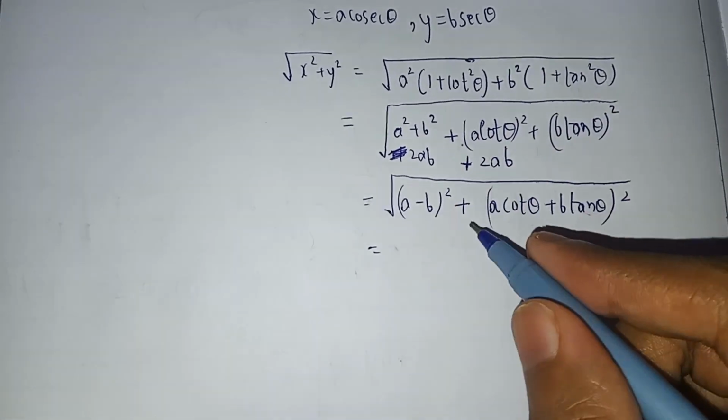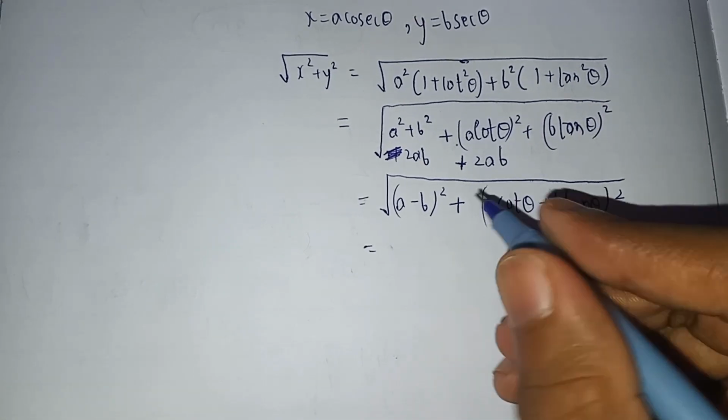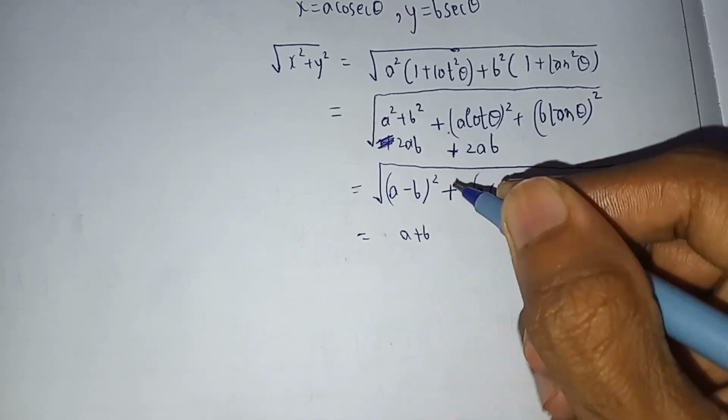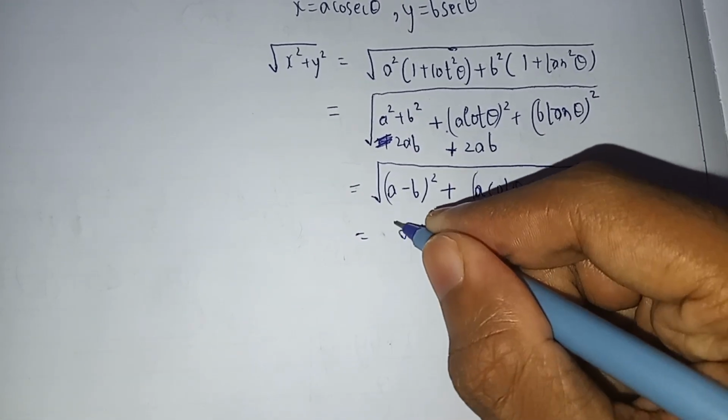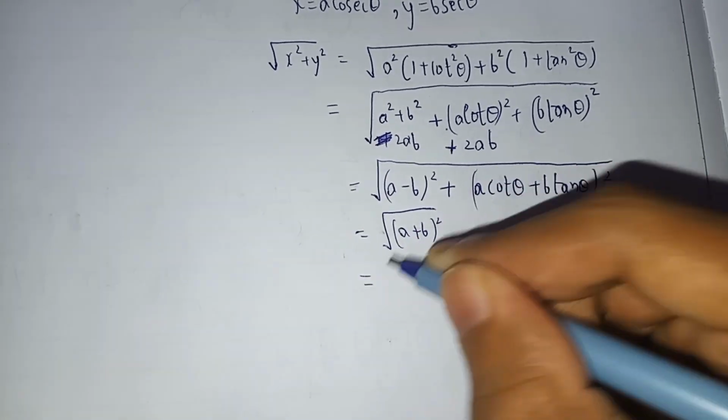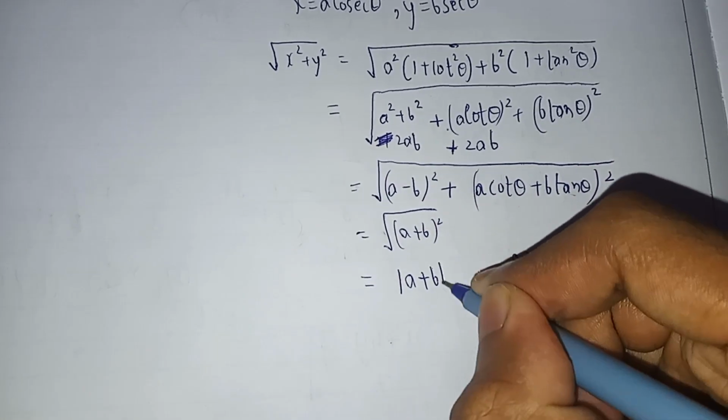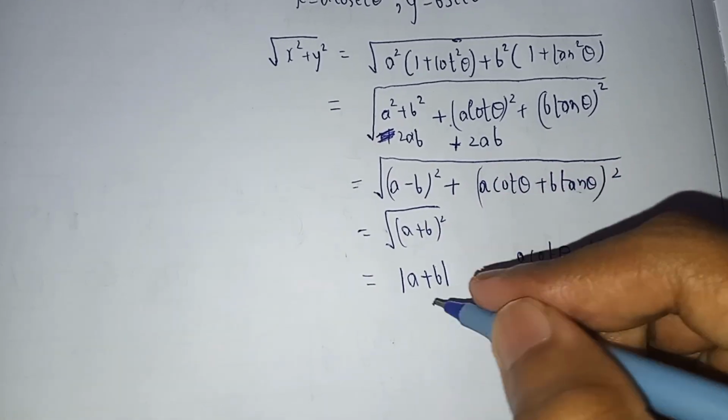And you know that (a minus b) whole square plus 4ab would give me (a plus b) whole square, and you know that root of (a plus b) square is mod of (a plus b). Never forget this modulus sign. So this is our answer.